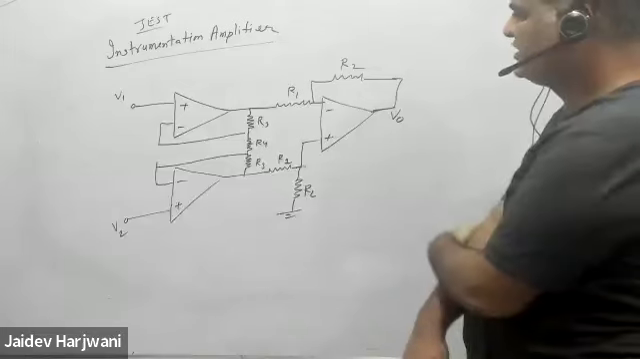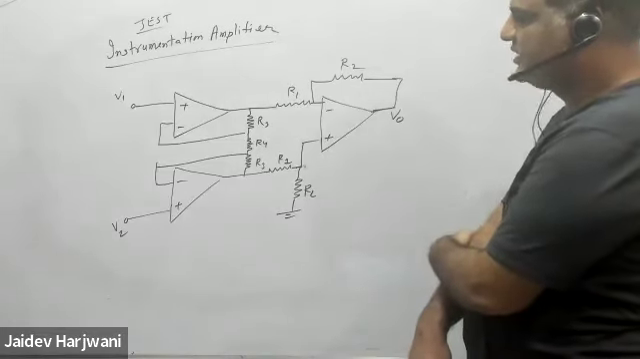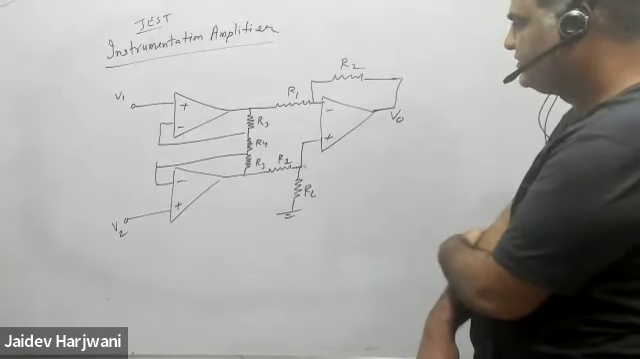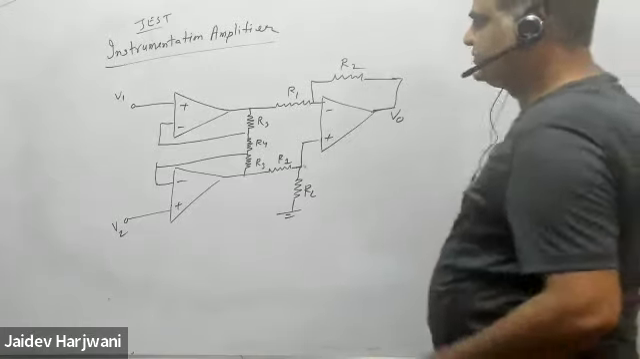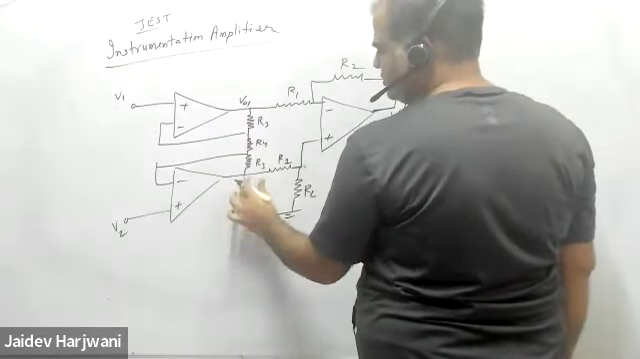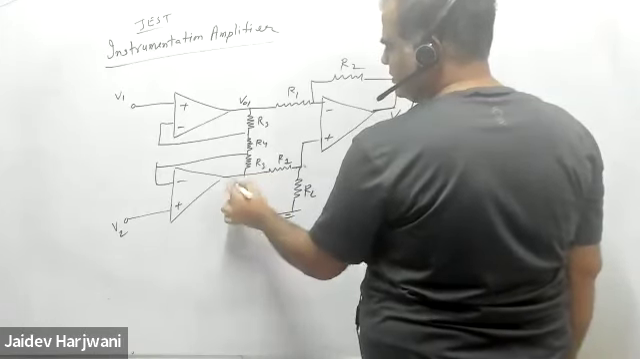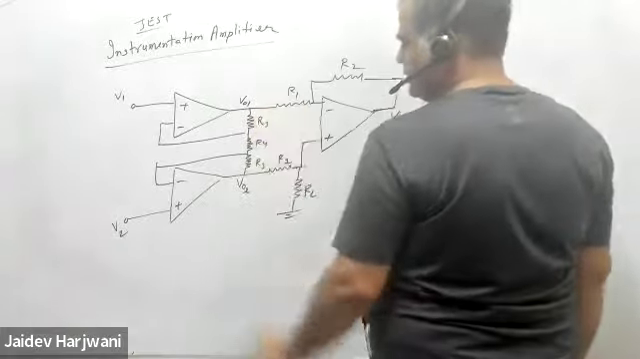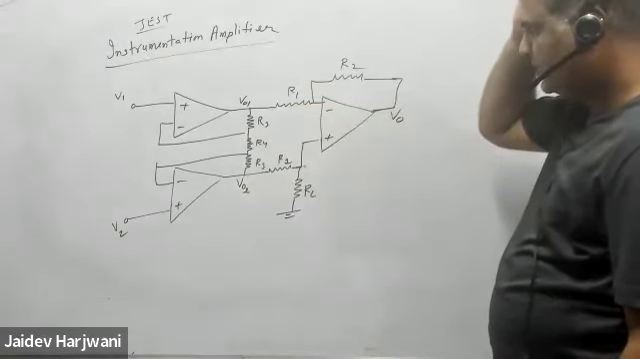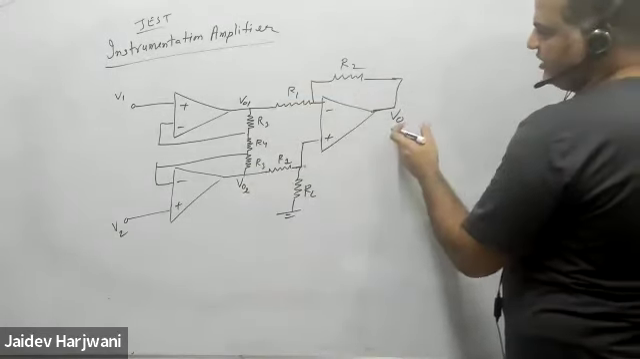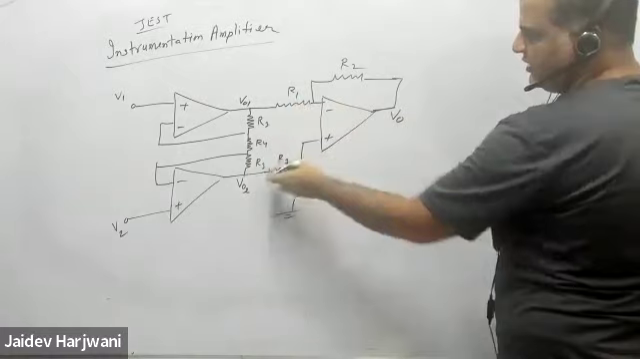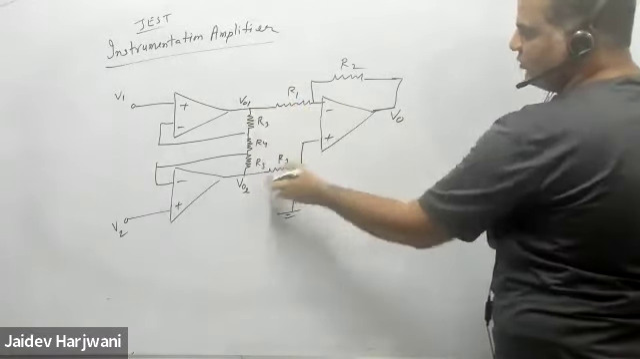So it is a simple circuit. If you understand the voltage follower property, you can immediately solve this problem within a few minutes. Now say this is your V naught 1 and this is your V naught 2. Now, if I want to write this V naught, this is the inverting and non-inverting, both. We know the difference amplifier, how to write V naught.